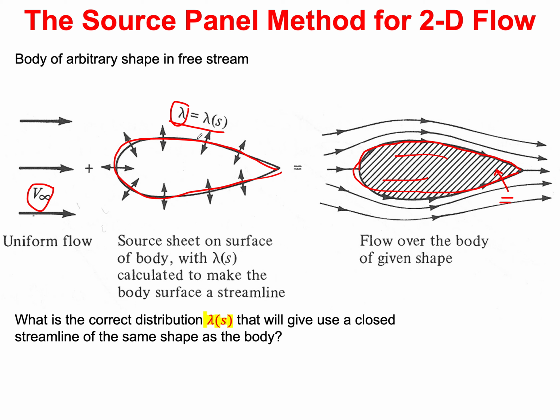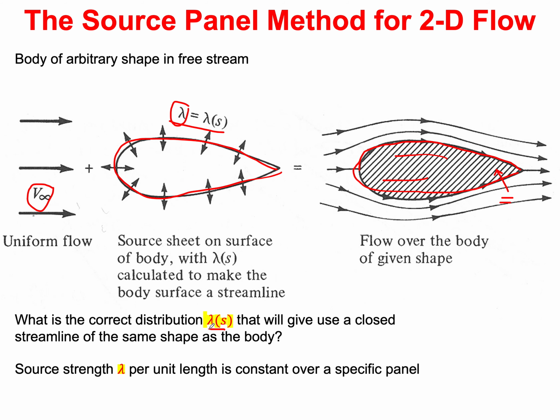So the question becomes, what is this distribution lambda? The point of the workings of the potential flow theory, or the source panel method, which is part of the potential flow theory, is to find this distribution lambda that gives us the shape that we started with. And we're going to make a couple of assumptions: that over a single panel, if I take this as a panel, lambda is constant. It doesn't vary between point A and point B.